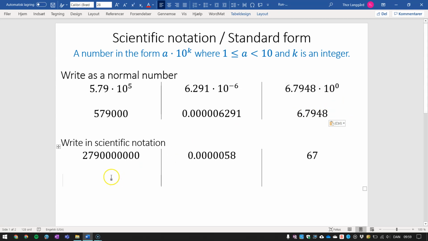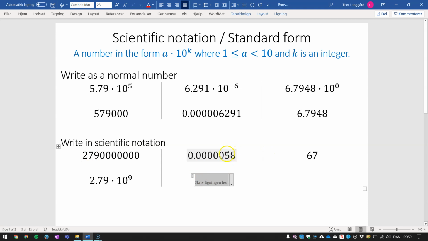If I'm doing the opposite, given a normal number and I want to translate it into scientific notation, I want the number to be between 1 and 10. In this case, the number needs to be 2.79, and then times 10 to the power of something. The question is, what is that power? I do the opposite of before and count. If this is the decimal point, I would say 1, 2, 3, 4, 5, 6, 7, 8, 9. And therefore it's going to be to the power of 9.